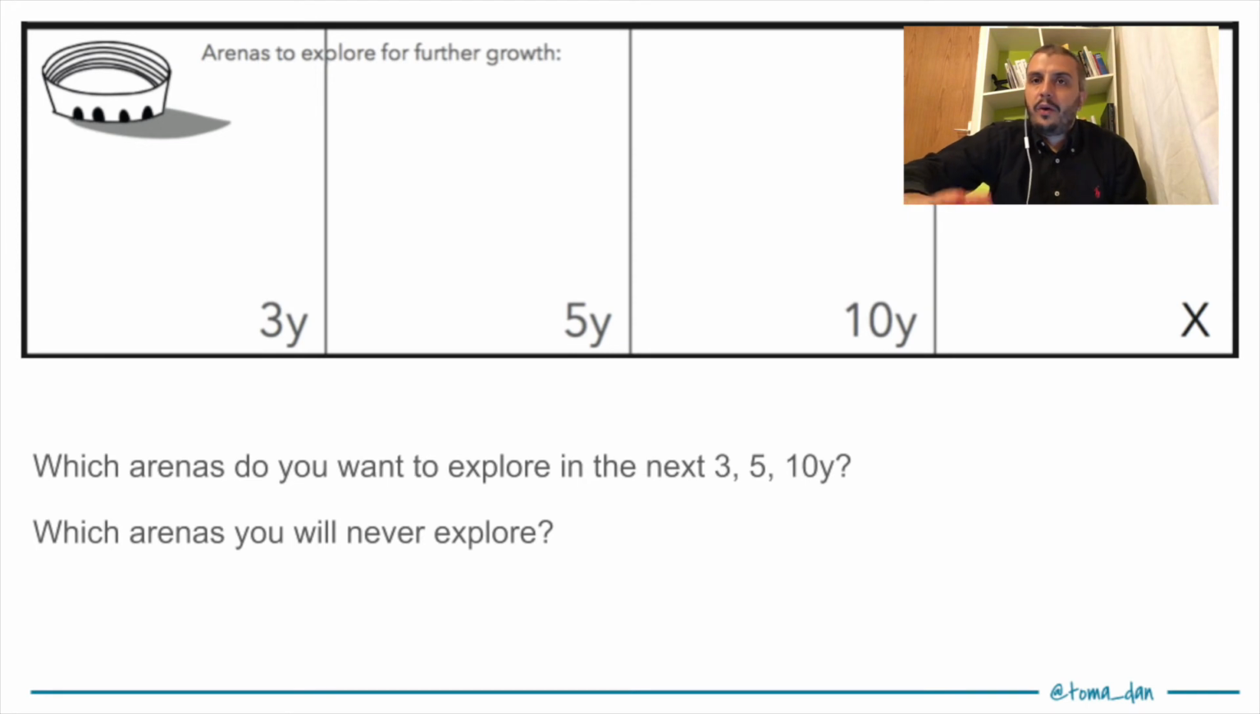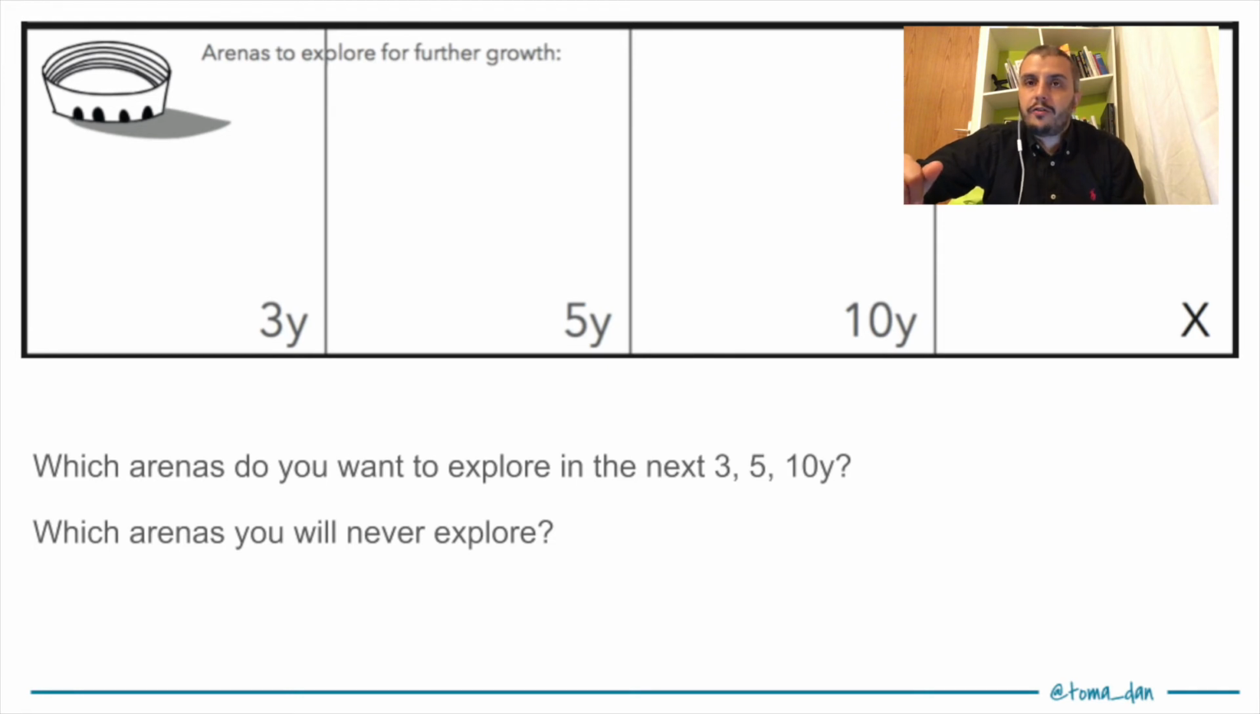So think about how an arena is changing, and how your company's or your business unit's arena is changing in the next 3 years, 5 years, and 10 years. But also think about what are some arenas you don't want to enter. By no means are you interested in entering those arenas, and try to mark those in the X box.